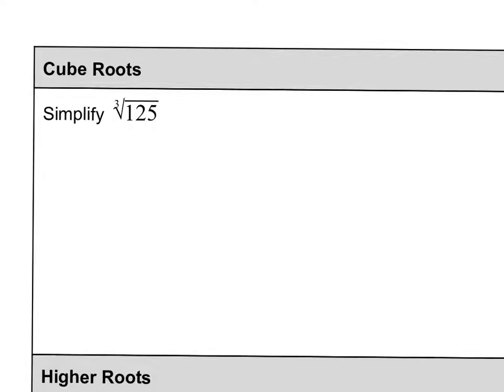So a cube root, this is called a cube root, and it's kind of like a square root, but there's a little 3 up here, and that just means that, like for a square root, we're usually trying to find something that multiplies by itself 2 times to give you the number. If there's a little tiny 3 up there, then you want to find a number that multiplies by itself 3 times to give you that number.